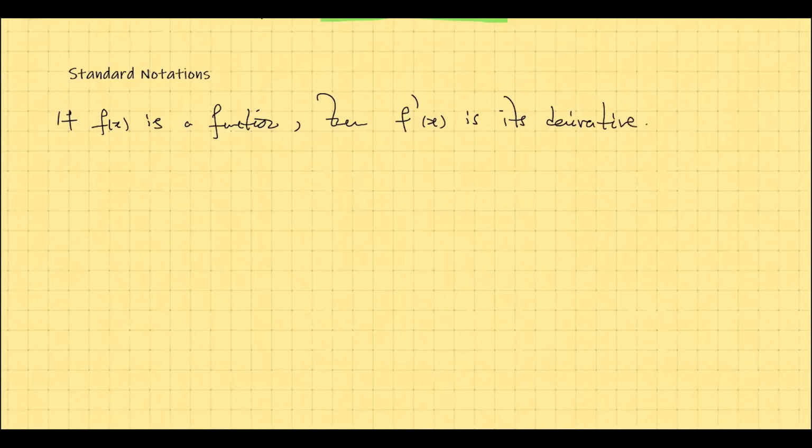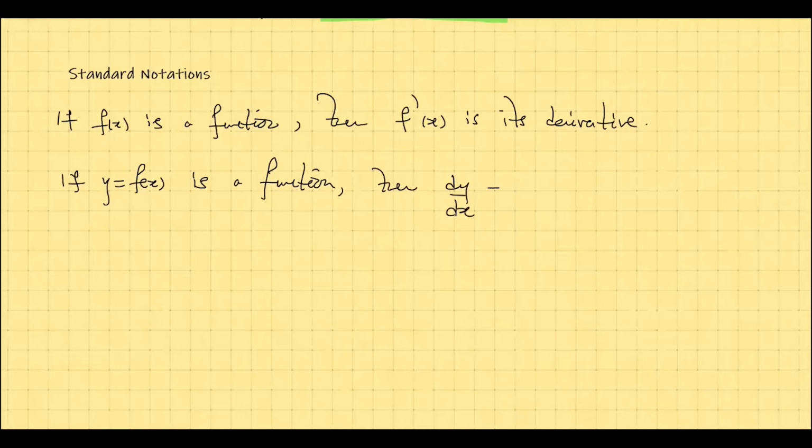But the Leibniz description is as follows. If y equals f of x is a function, then dy by dx, which obviously is the exact same thing as f prime x, is its derivative. Both these notations are very, very common, and most textbooks will use them interchangeably, so it's good to know about these.